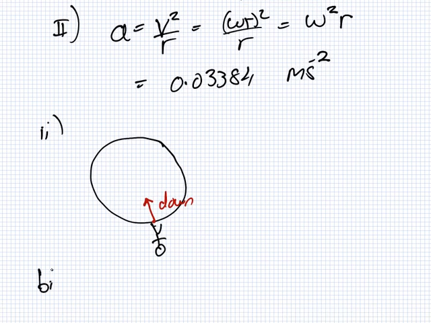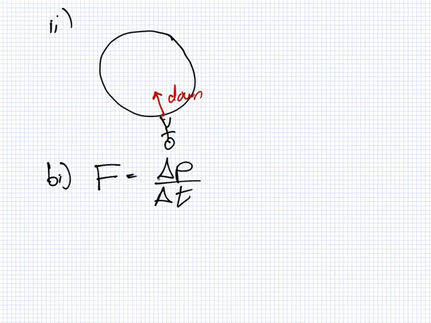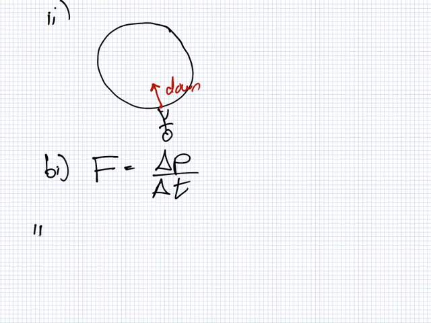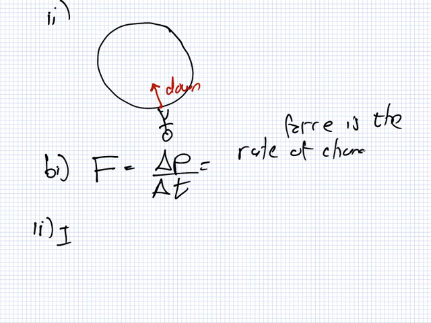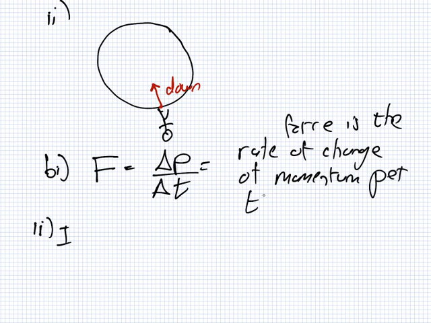B1. What's Newton's second law in terms of momentum? Newton said that force is the rate of change of momentum per unit time. Right, part 2. How do we write that? You can just say force is the rate of change of momentum per time.